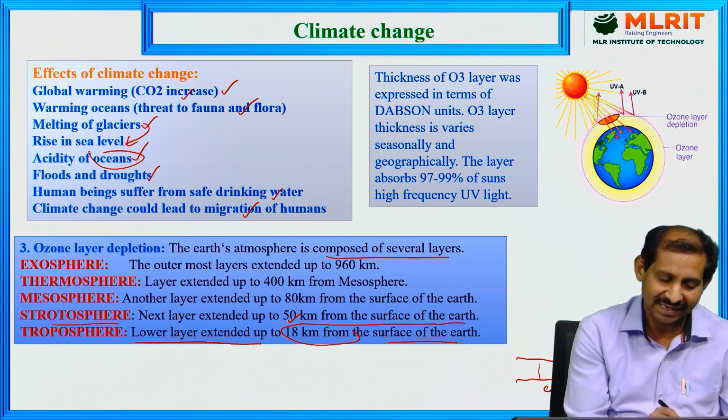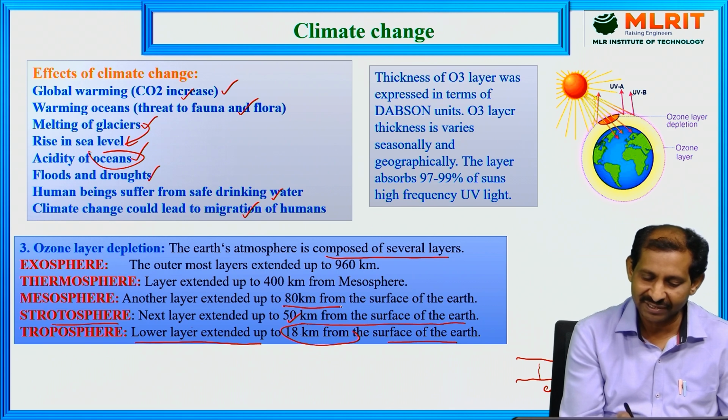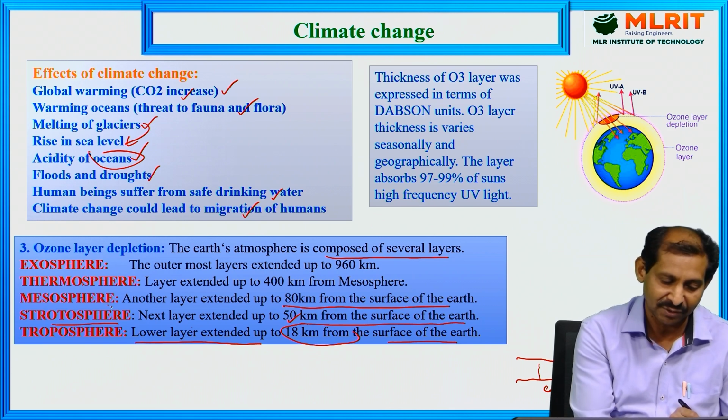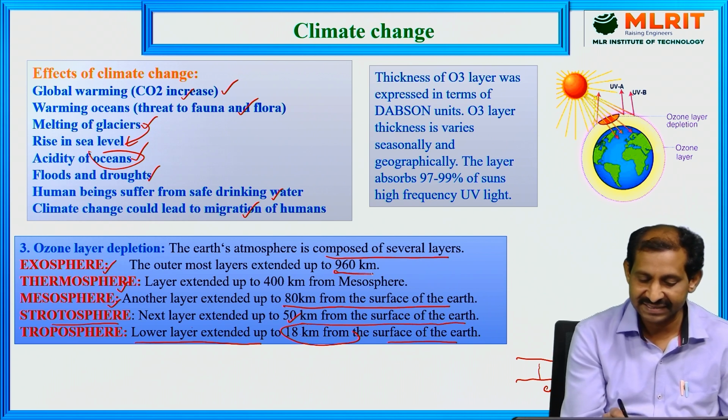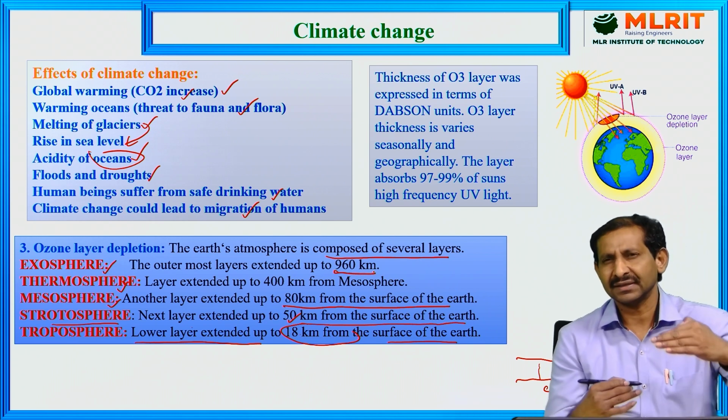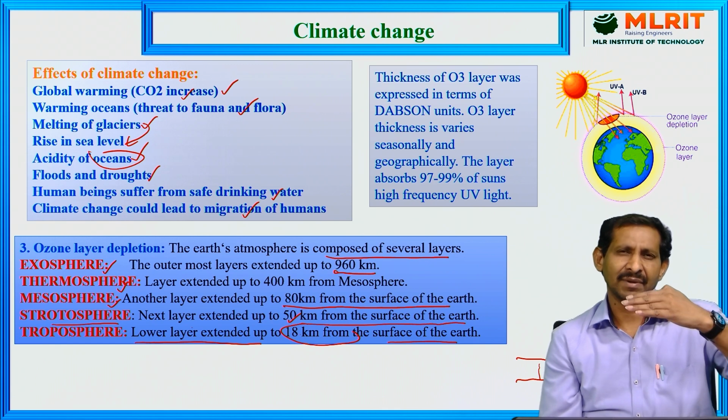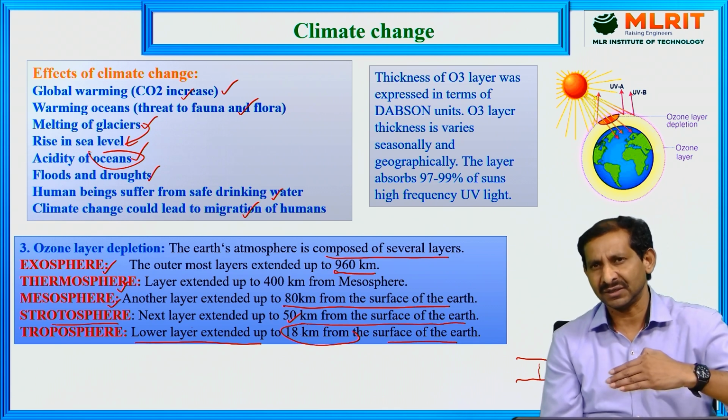The next layer, extended up to 80 kilometers from the surface of the earth, is called the mesosphere. Up to 400 kilometers is the thermosphere, and then up to 960 kilometers the next layer. These are the different layers present from the surface of the earth.